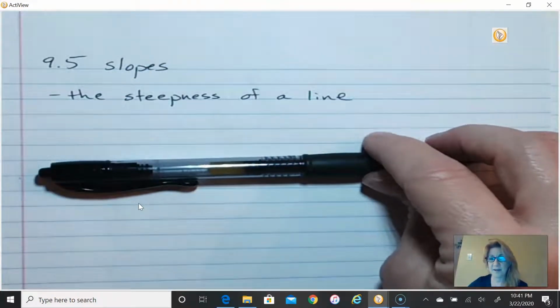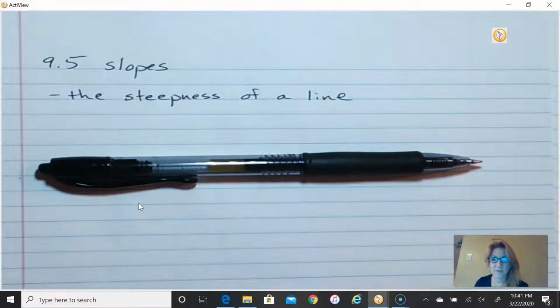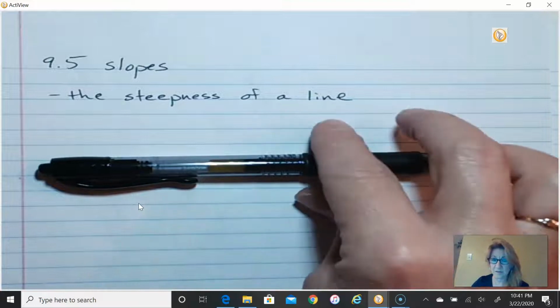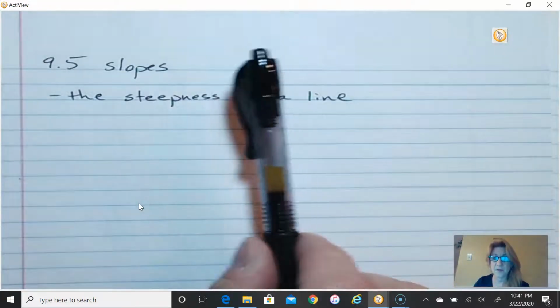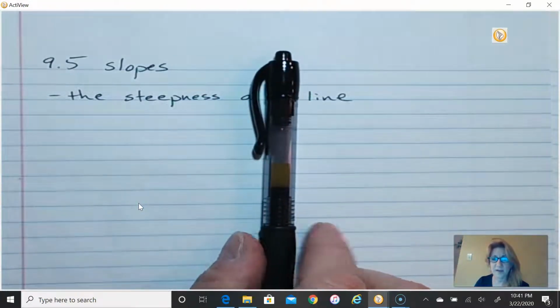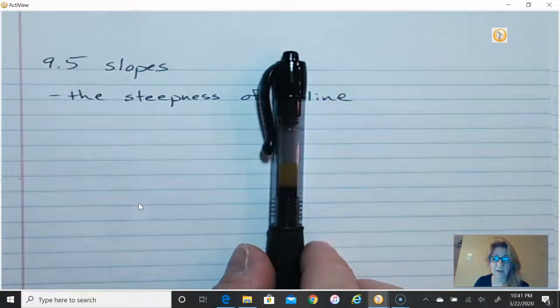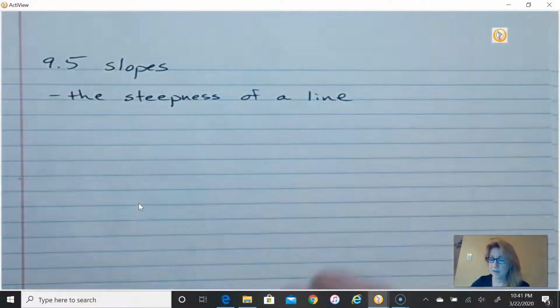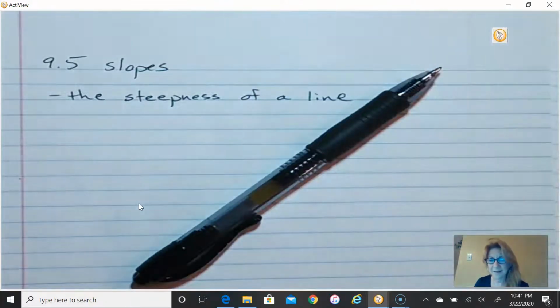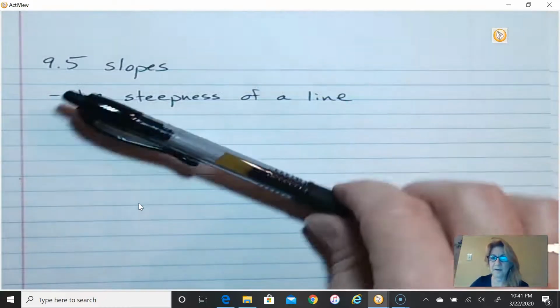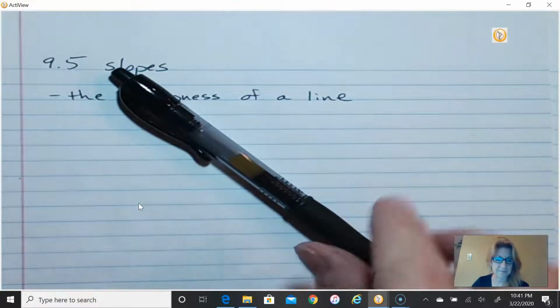Now, if it's horizontal, there's no slope. Notice that? The line has no slope. Still a line, but it has no slope. Same with a vertical line. No slope when it's straight up and down. Slope is when it's at a diagonal, something like that.